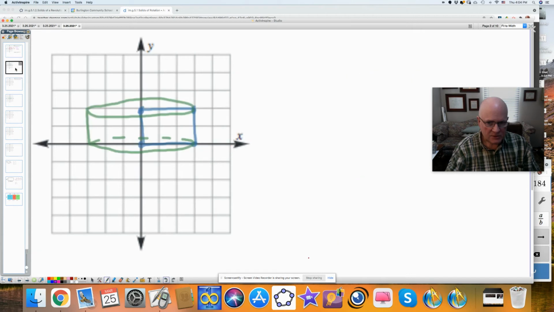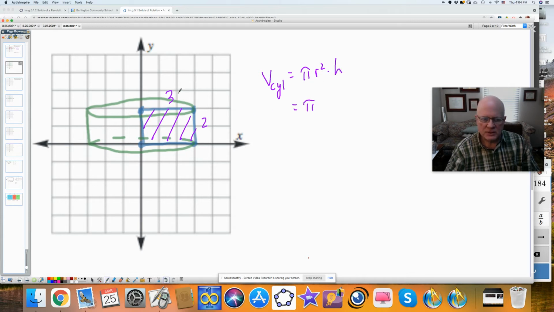The second part of this, though, is to rotate that same square, that same 3 by 2 square, so this is 3 and 2, around the y-axis. This time when I write the formula, the volume of a cylinder is equal to pi r squared times the height. So we'll substitute the values. Pi, the radius this time is going to be this value, and this is my height. So I have 3 squared times 2. This is 9 times 2, which is 18 pi. And this is in units cubed.